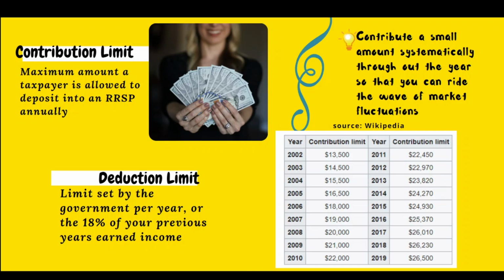For 2021, you are allowed to contribute the lesser of $27,830 or 18% of your earned income for the previous year. Whereas for year 2020, the max was $27,230. Here is the limit for each year. As you can see, the limit amount increases annually.